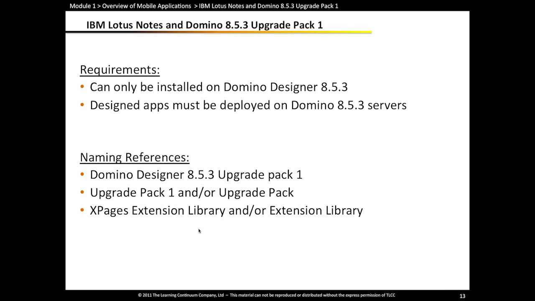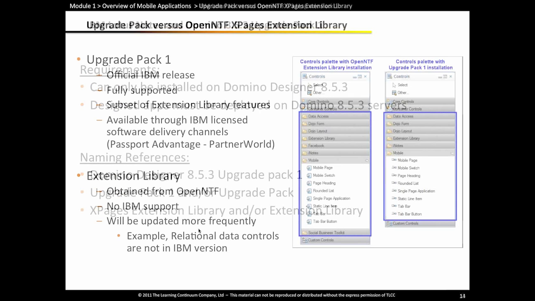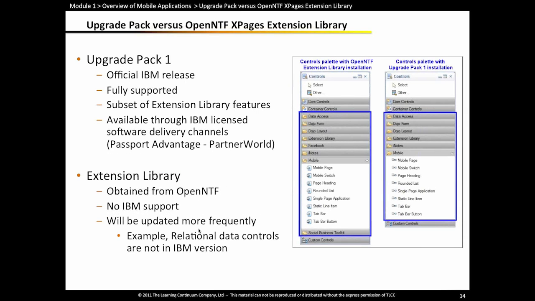Now, in order to run the upgrade pack, you do have to have a Domino Designer 8.5.3 as well as a Domino 8.5.3 test server. The naming references, just because it's been referred to as different things, it's officially the Upgrade Pack or Upgrade Pack 1. So when you're looking for it out there and you see things referencing that, that's really what it's talking about. Now again, Upgrade Pack 1 is the official IBM release of the OpenNTF Extension Library. Upgrade Pack 1 is available through the standard IBM channels, so you can get it through your standard Passport Advantage or Partner World. Again, fully supported.